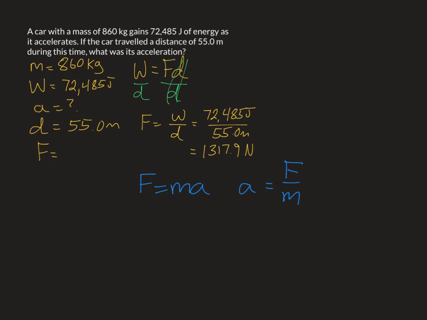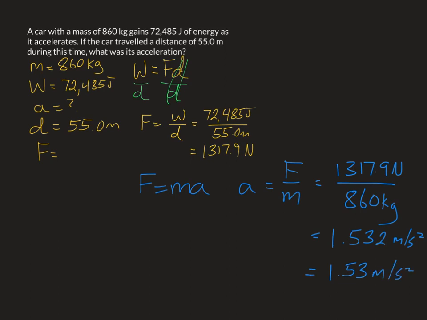My force here is 1,317.9 newtons. My mass from the question is 860 kilograms. And when I do that division, what I get is 1.532 meters per second squared. I need to round it to have the correct number of significant digits. In my original question, this has 3 digits and this has 3 digits. So this should have 3. So I'm going to round this to 1.53 meters per second squared. The question didn't say anything about a direction, so I'm not going to include a direction.